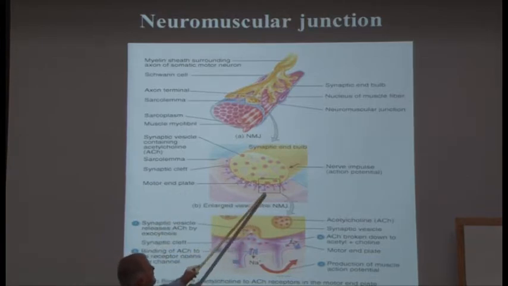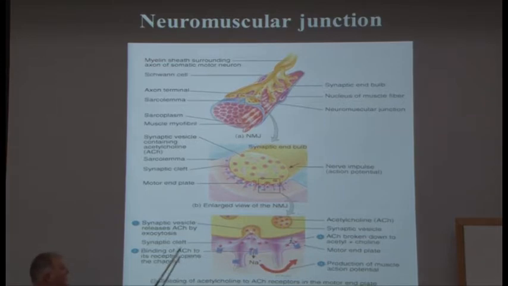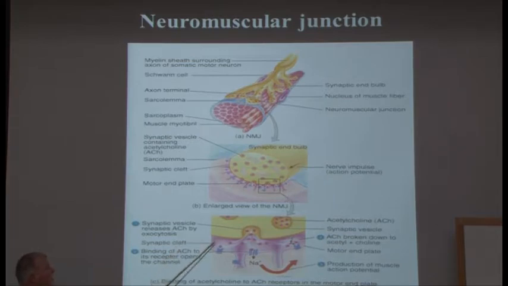So we end up with a space that we have to communicate across. And a word we commonly use for a space in anatomy is a cleft. And the interaction between the nerve and muscle is a synapse. So the space is a synaptic cleft.